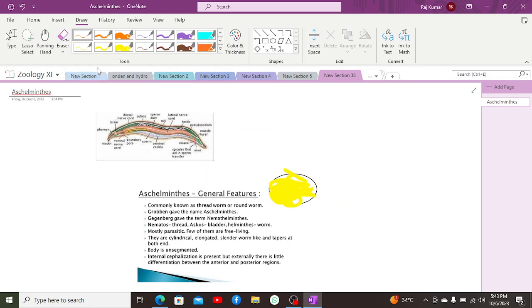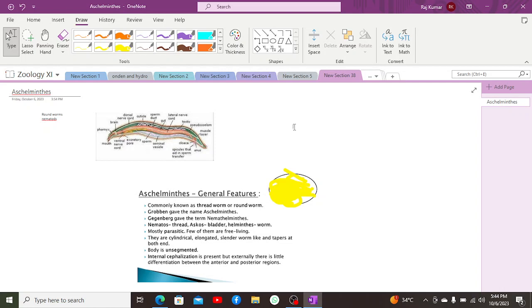Previously we discussed the platyhelminths, and Aschelminthes are also known as roundworms, and another name is nematodes. The name Aschelminthes was given by Grobben, and then they were named nemathelminths by Gegenbaur. They are commonly known as threadworm or roundworm, although the threadworm or roundworm is one of their species. They are mostly parasitic organisms.